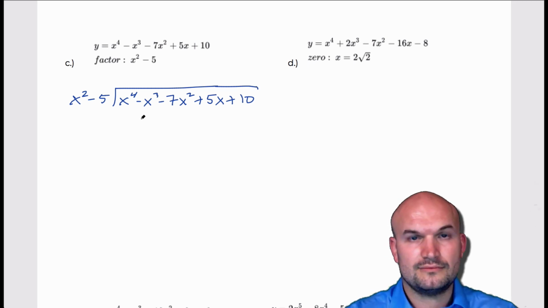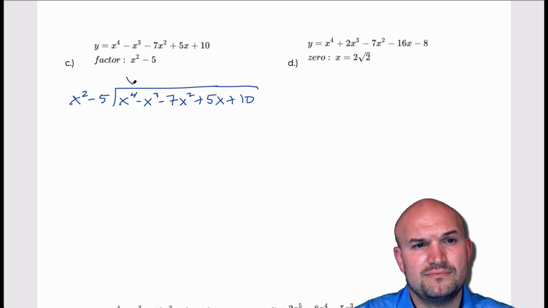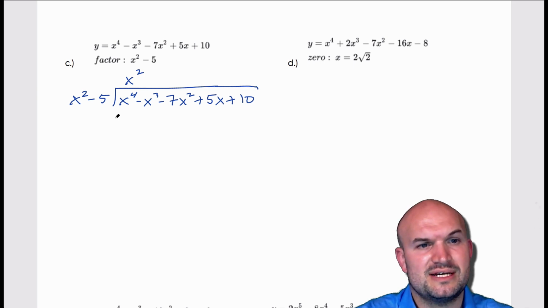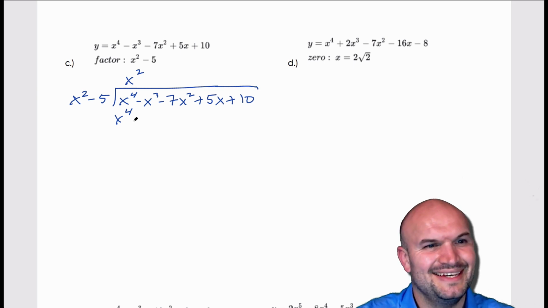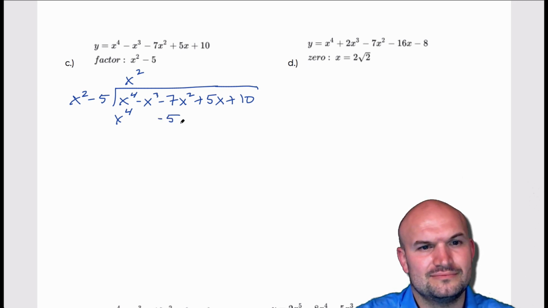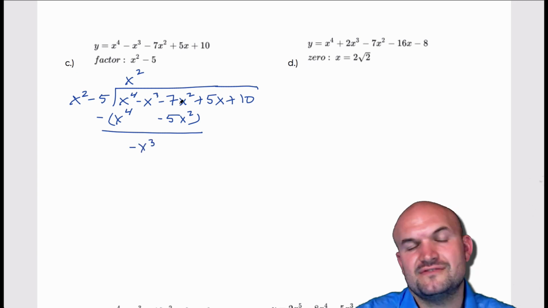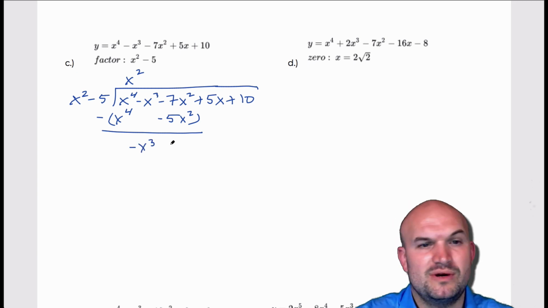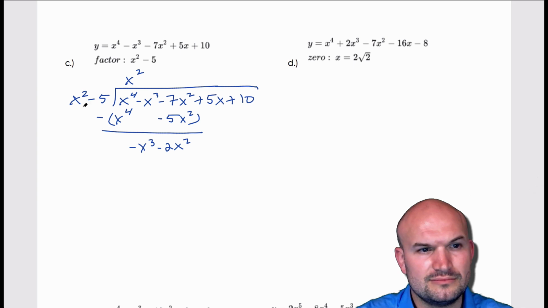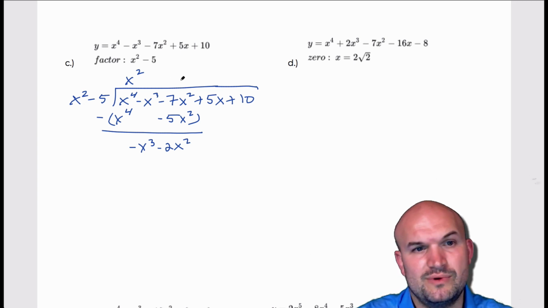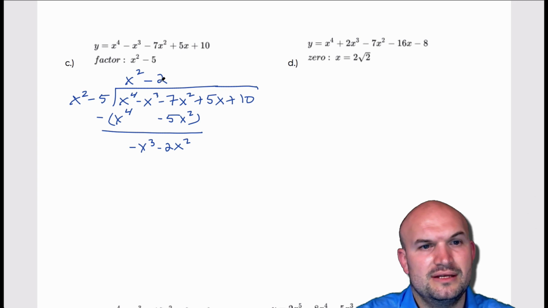All right. So how many times is x squared divided into x to the 4th? Well, that goes in there x squared times. X squared times x squared is x to the 4th. X squared times negative 5x, or negative 5, is a negative 5x squared. Subtract the rows. I can bring down the negative x cubed. Negative 7x squared minus a negative 5x squared. That's going to be a positive, so that becomes a negative 2x squared. X squared divides into negative 2x squared negative 2 times. Negative 2 times x squared is a negative 2x squared.